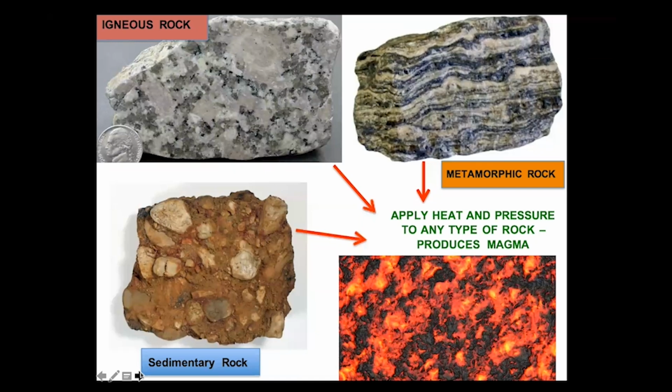That igneous rock, you can apply heat and pressure to any type of rock to produce a magma. So we can start with an igneous rock, a metamorphic rock, or a sedimentary rock. We apply heat and pressure to it, and it is eventually going to melt. It doesn't matter what rock type it is, it will melt and produce a magma, as we saw in the previous photograph.